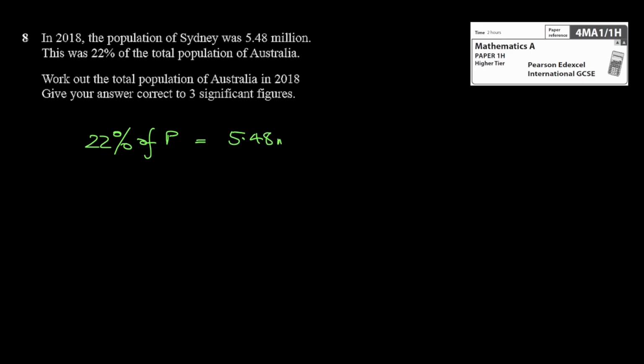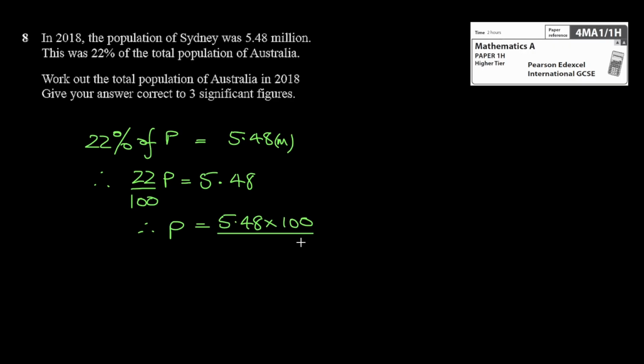5.48 million. So getting rid of that percentage sign, I can say that 22 over 100, P, is equal to 5.48. So multiplying by 100 and dividing by 22, P is equal to 5.48 multiplied by 100 divided by 22. And if you pop that into a calculator, you get 24.9099. The question requires 3 significant figures, which is a round here.